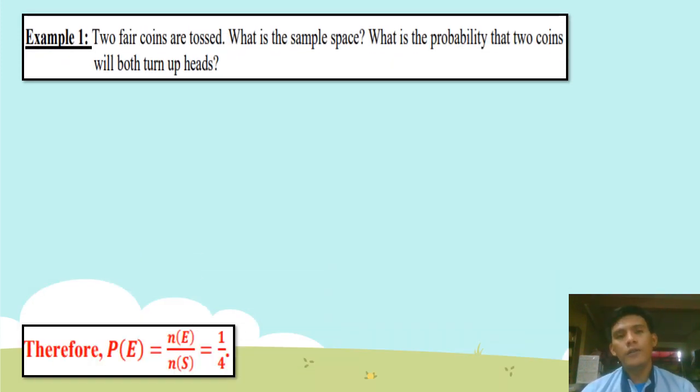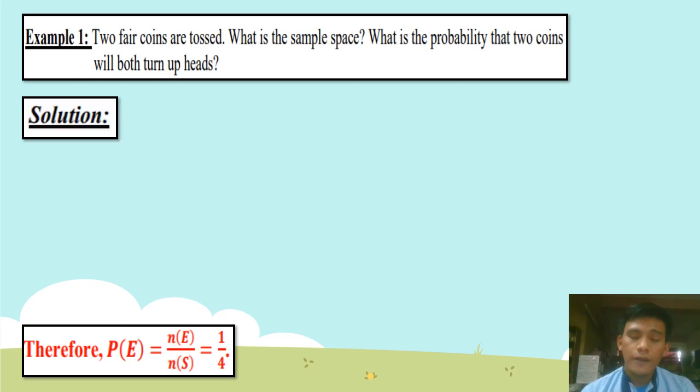So, example number 1. Two fair coins are tossed. What is the sample space? What is the probability that two coins will both turn up heads? So, we will answer those questions.